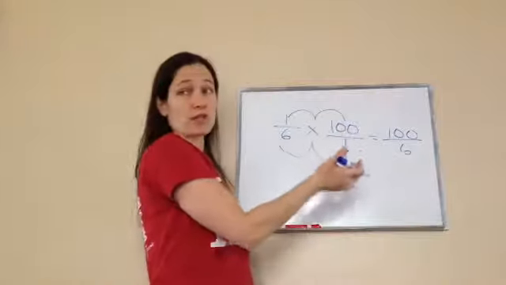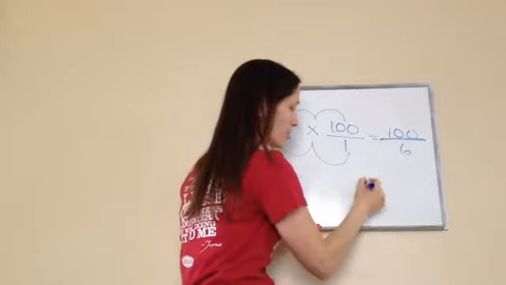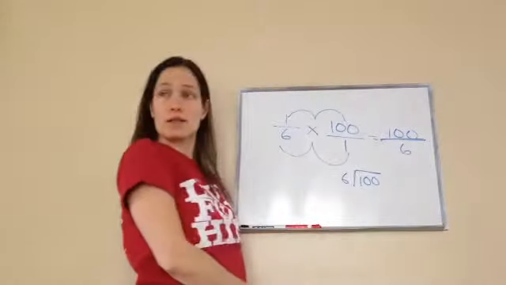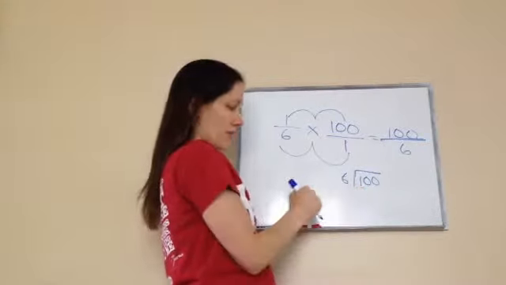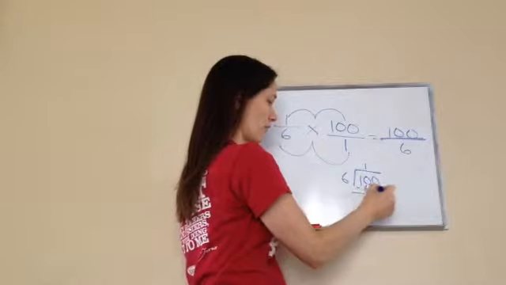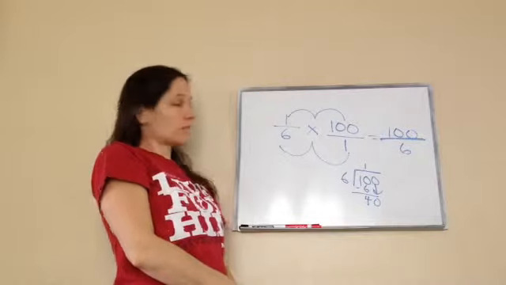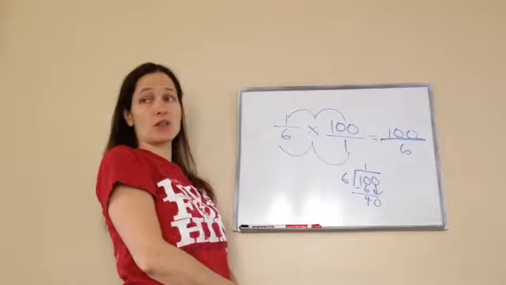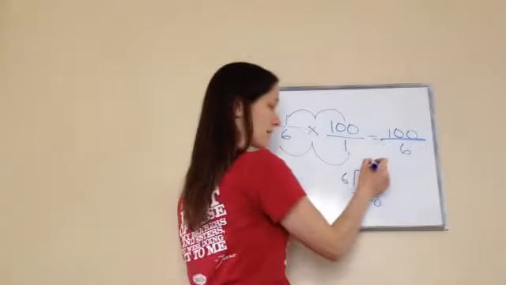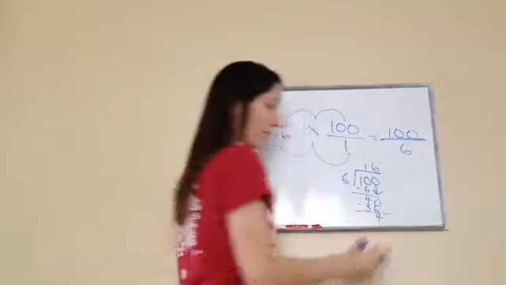Now let's work this. 100 divided by 6. Work it with me. 6 times what equals 10 without going over? 1. You have 4 left over. Bring down the 0. 6 will go into 40 how many times without going over? 6 times 7 is 42, it won't go into it evenly. So we're going to do 6. 6 times 6 is 36, right? Yes. I get 4 left over.